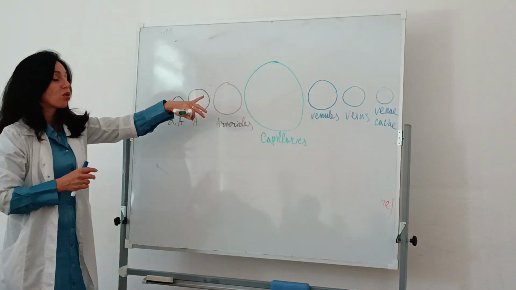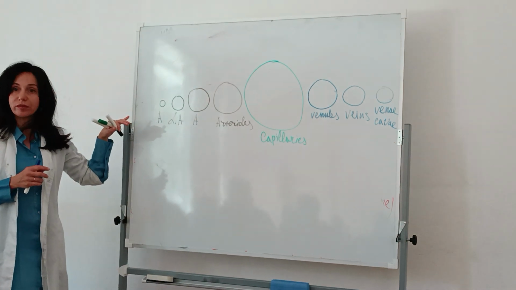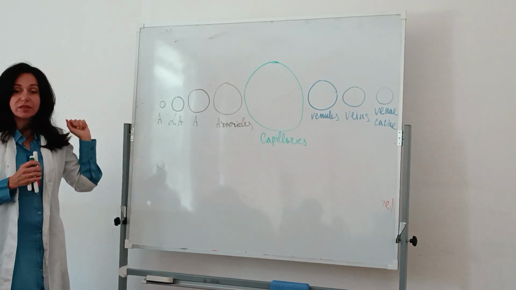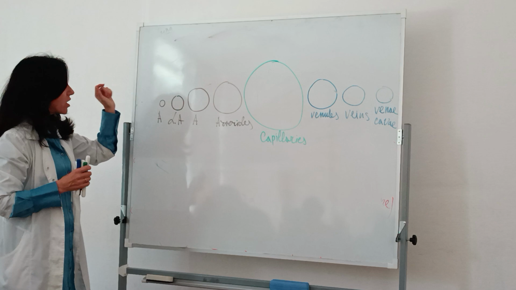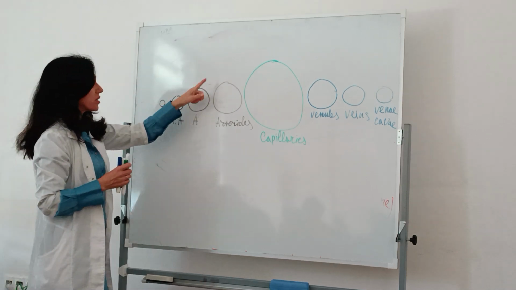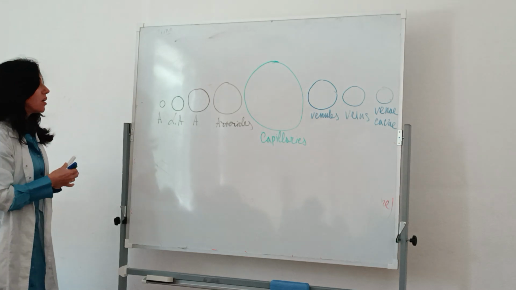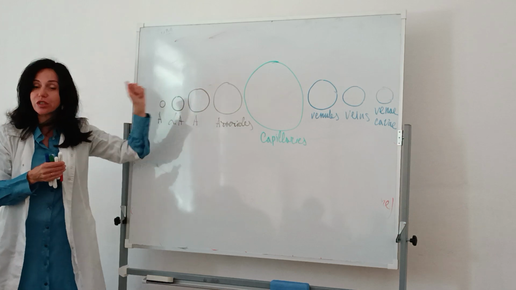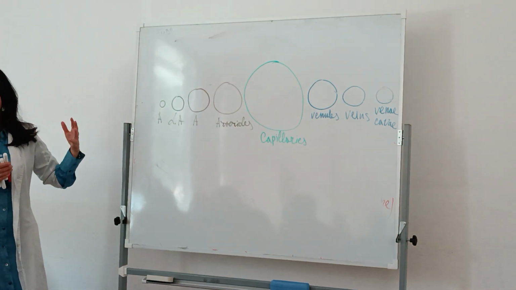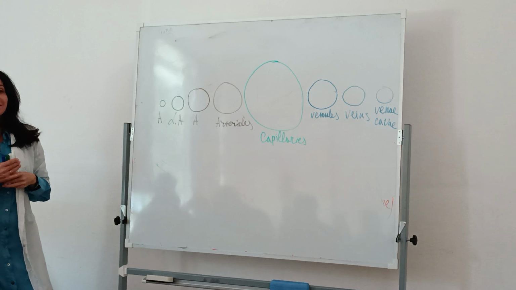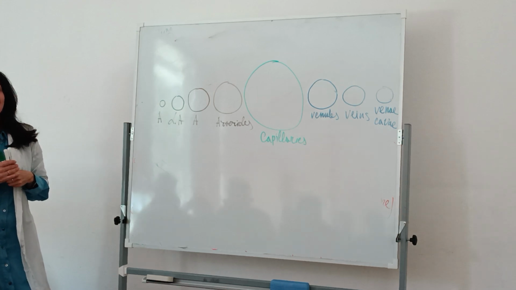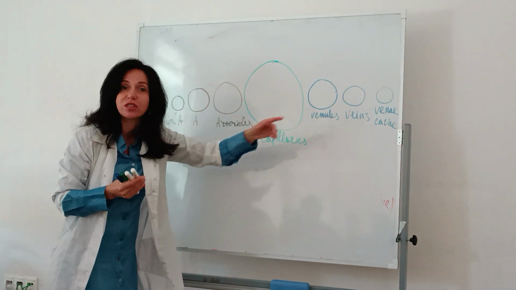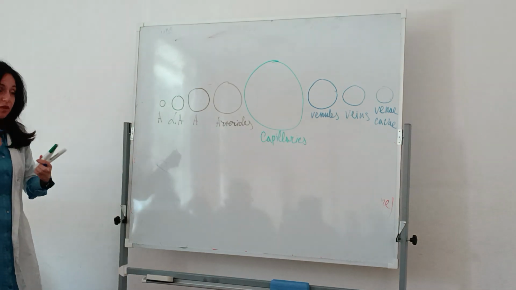So these circles are cross-sectional areas: the total cross-sectional area of all blood vessels of this type, all large arteries, medium arteries, arterioles. What about blood flow across this cross-sectional area? Is it equal or different? It's equal. 5 liters here, 5 liters here, 5 liters here, across each cross-sectional area. In the capillaries also, Q is equal.